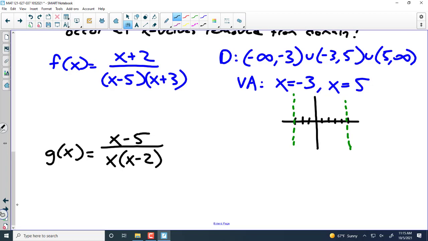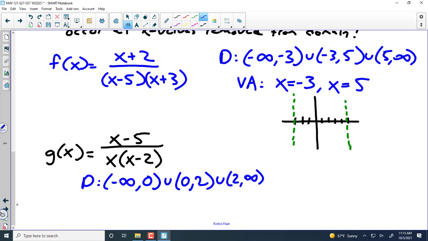What 2 numbers am I kicking out of the domain? You're just looking at the bottom right now, right? You're not even looking at that x minus 5 on top, and you shouldn't be. Yep, 0 and 2. So, domain (0 and 2), vertical asymptotes, x equals 0, x equals 2.